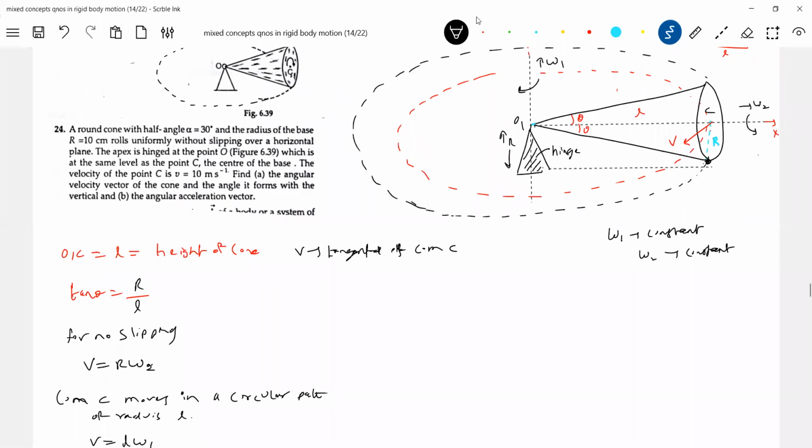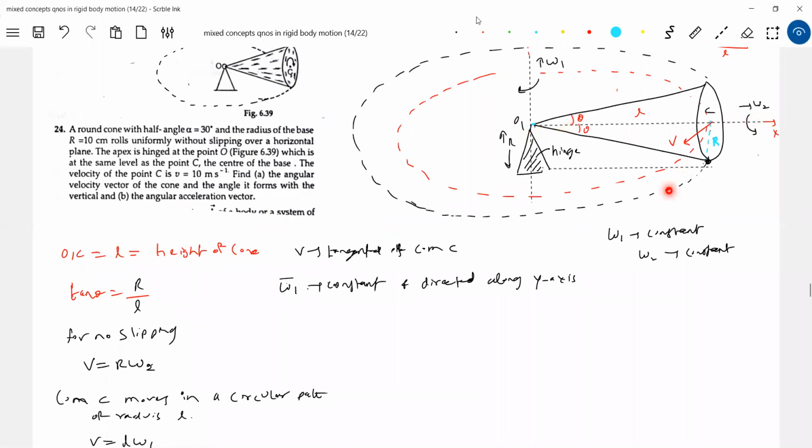Will omega 1 change direction? No, omega 1 will always be directed along the y-axis. I'll get into the major part of omega 1. Omega 1 bar is constant and directed along the y-axis. What about omega 2? At this instant, omega 2 is along the x-axis. Now, after some time, it will be in this direction.